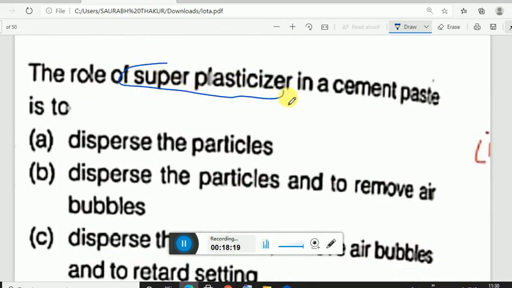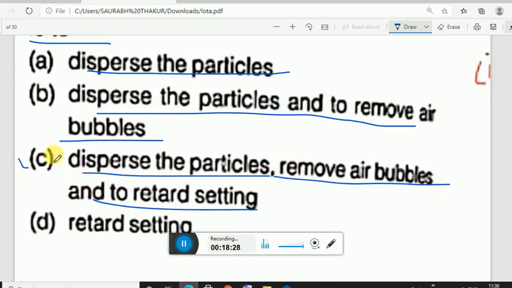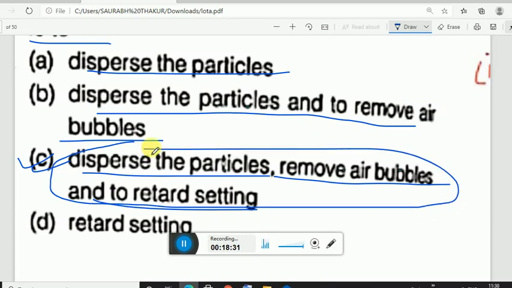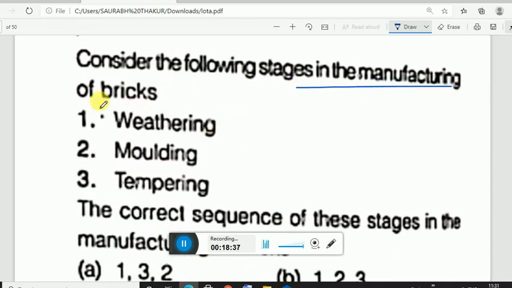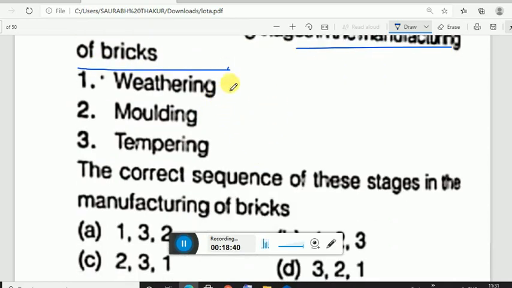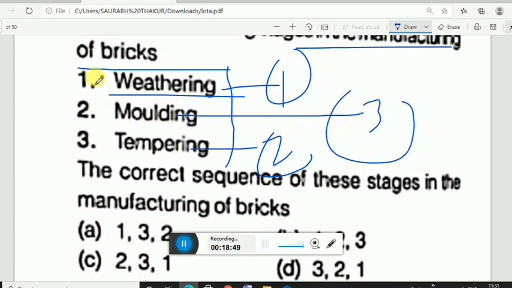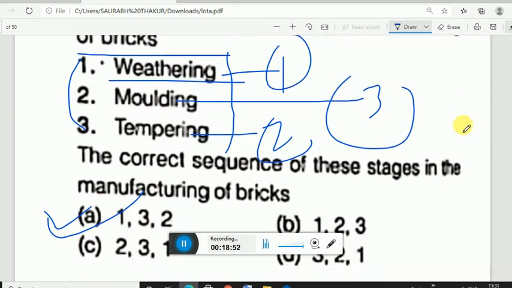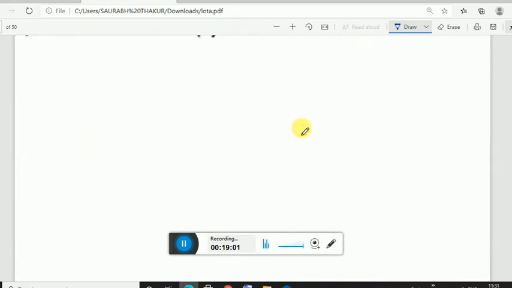The role of super plasticizer in a cement paste is to disperse the particles, remove air bubbles and to retard setting. These all three works will be done by super plasticizer. Consider the following stages in the manufacturing of bricks. You have to choose the correct sequence. First we want weathering, then tempering, and last molding. Your correct answer will be 1, 3, 2. Which of the following materials offers greater resistance to cracking or disintegration when subjected to fire? Asbestos cement, simply.